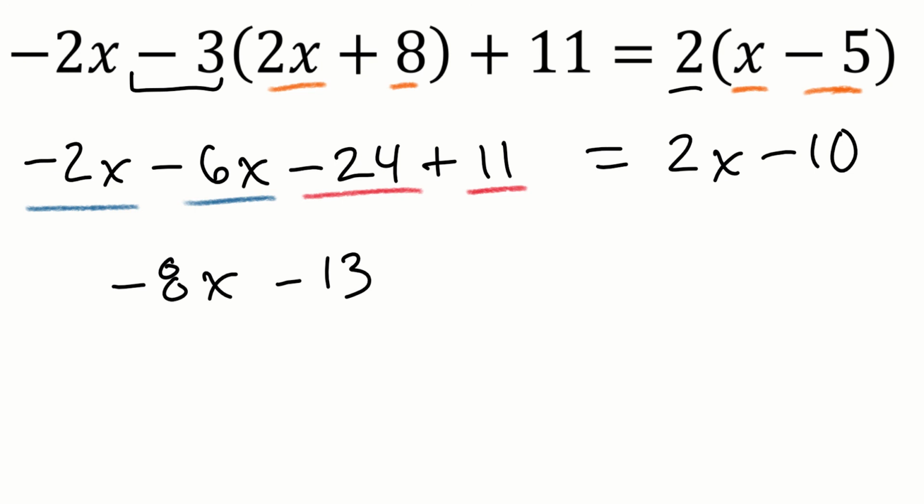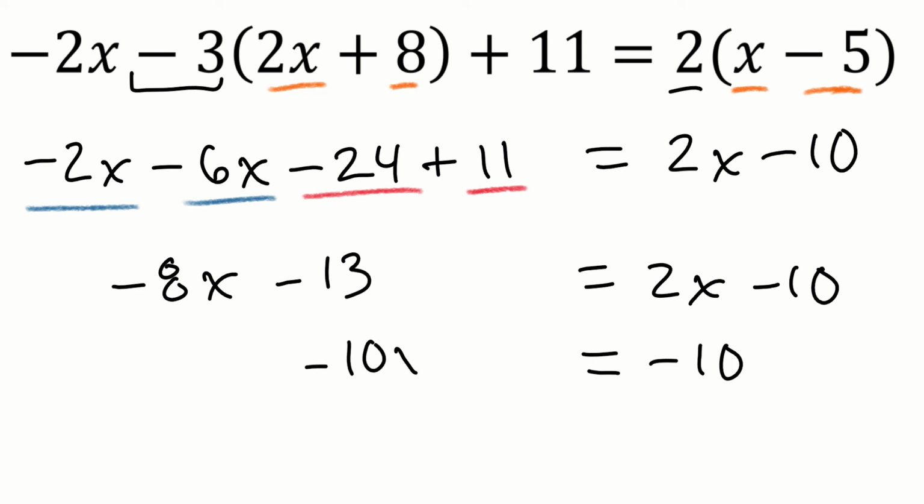On the other side, there's nothing that I can simplify, right? It's just a 2x plus 10, so that's just left alone. So I'll just go ahead and write that equals 2x and minus 10. To clean this up, let's see. Lots I could do. I'm going to choose and take away 2x from both sides. So when I subtract 2x from the right-hand side, it just leaves me with negative 10. And when I subtract 2x from the left-hand side, it's going to leave me with negative 10x. Right? Negative 8x minus 2x is negative 10x. And then minus 13. And then let's add 13 to both sides.